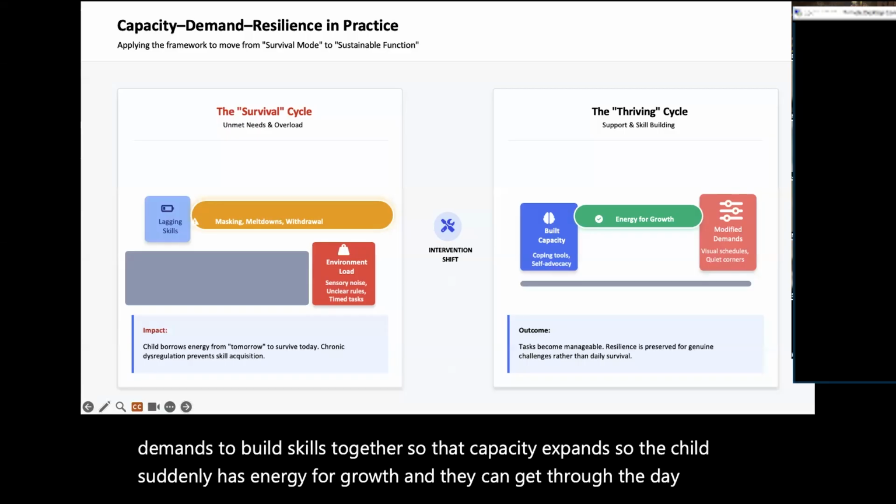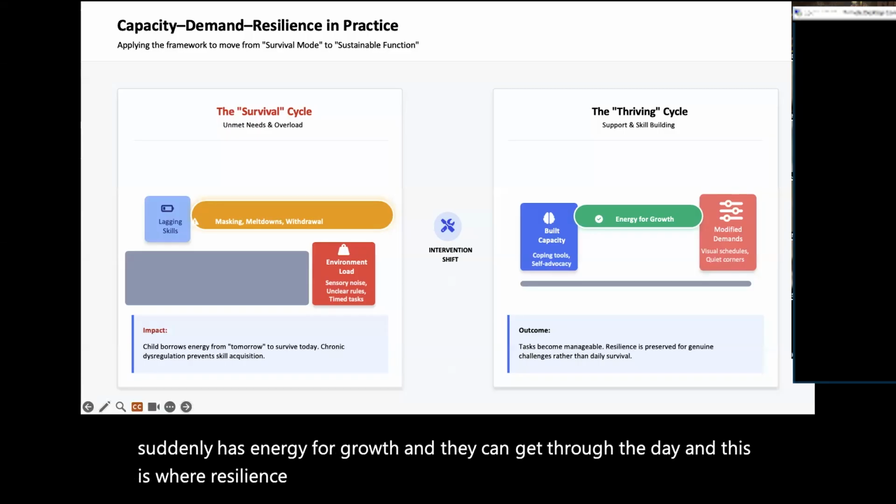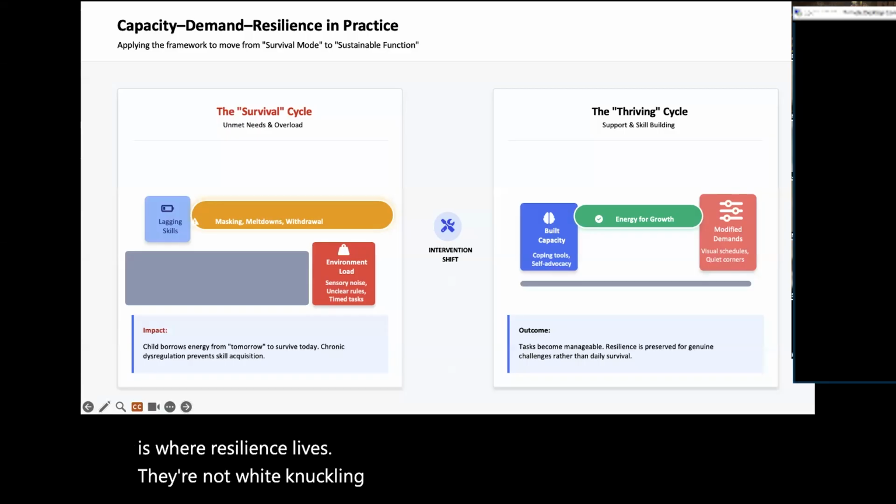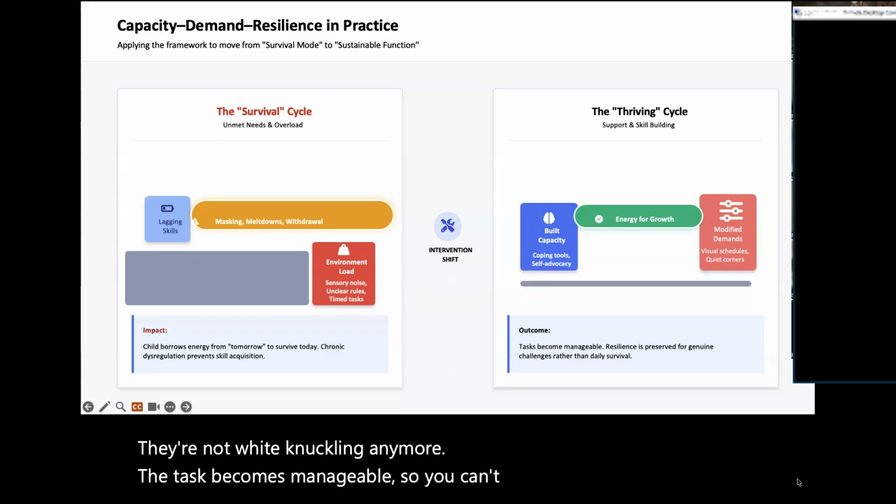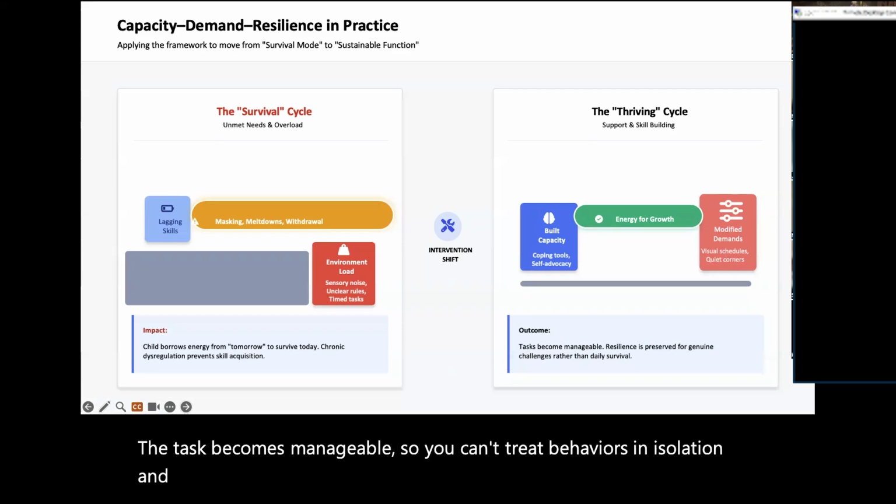And this is where resilience lives. They're not white knuckling anymore. The task becomes manageable. So you can't treat behaviors in isolation, and you have to treat the demand by increasing capacity sometimes.